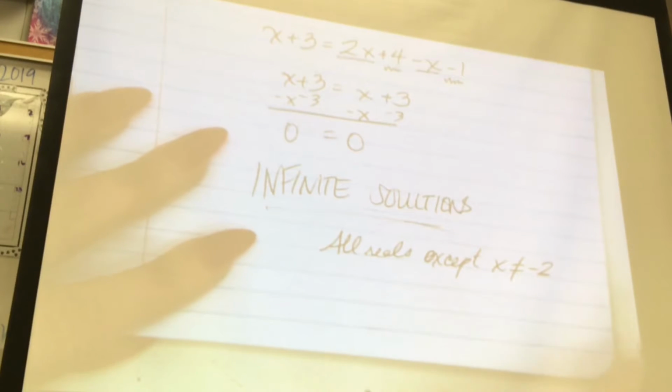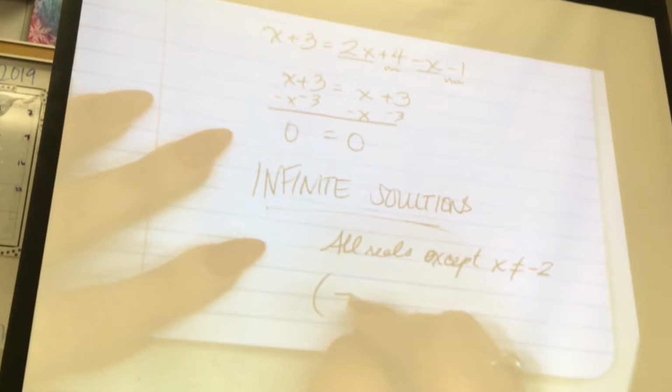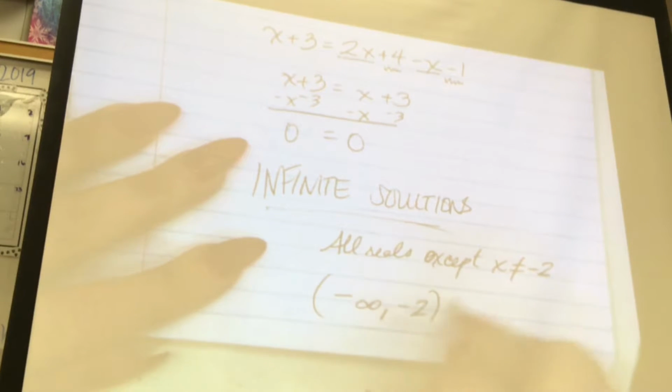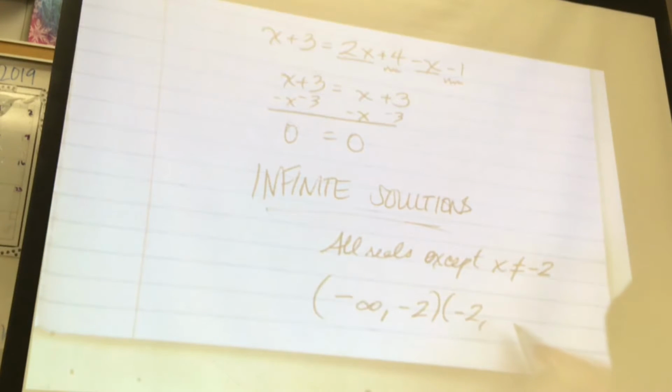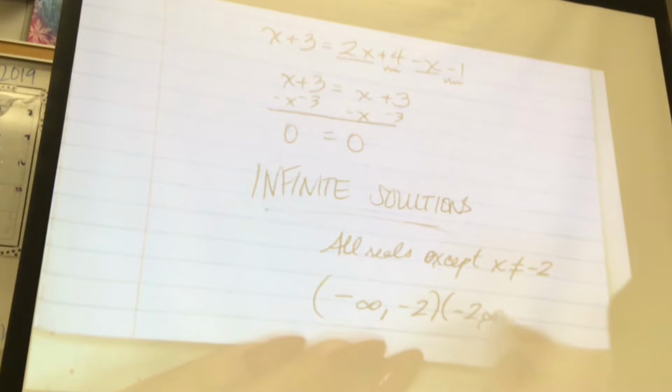How do you write that in set notation? Negative infinity to negative 2, and then... well, 2 is okay. Good job. This is how you would write it in set notation.